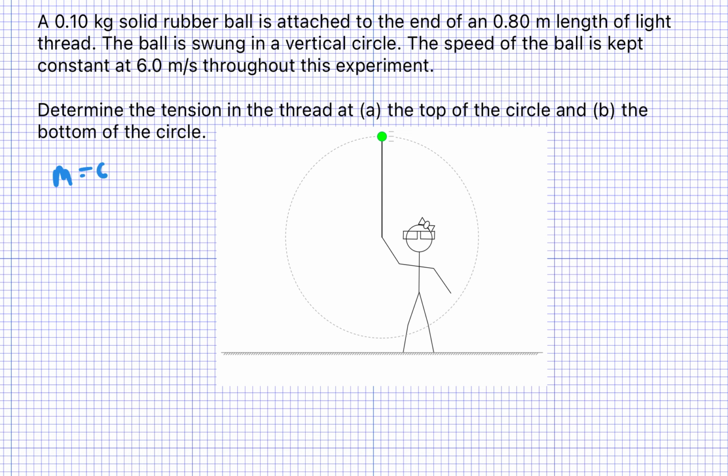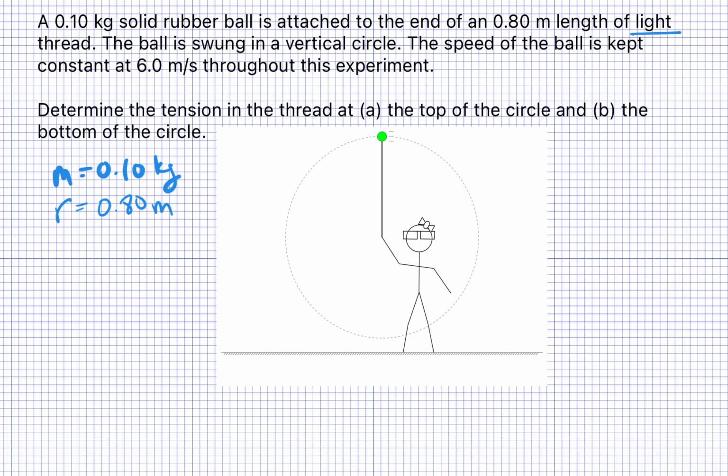So we've got a 0.10 kilogram solid rubber ball, and it's attached to the end of a 0.80 meter length of light thread. So that is the radius of this particular circle. We will note that the reason they mentioned that the thread is light is that we don't want to worry about the mass of the thread. At this point, you wouldn't know how to deal with the mass of the thread just yet, so I wouldn't stress that too much.